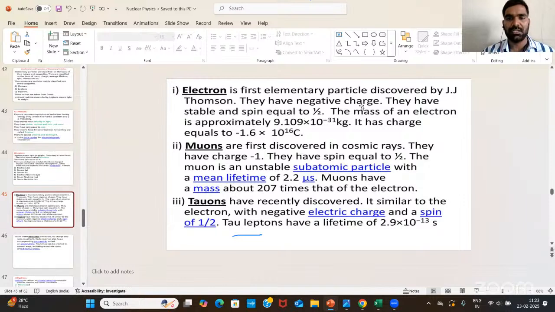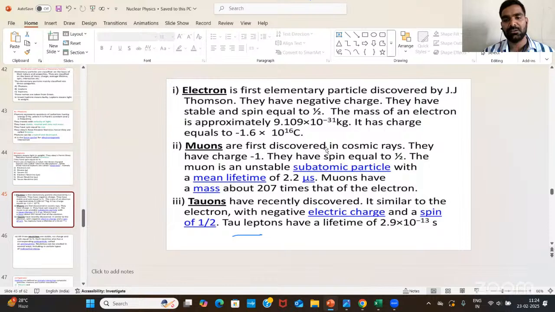They have negative charge. They are stable and have spin equal to half. So these electrons will be having spin half. The mass of the electron will be 9 into 10 power minus 31 kg. It has a charge equal to minus 1.6 into 10 power minus 19 coulombs.